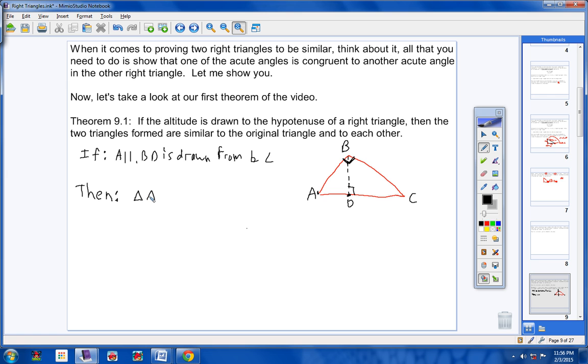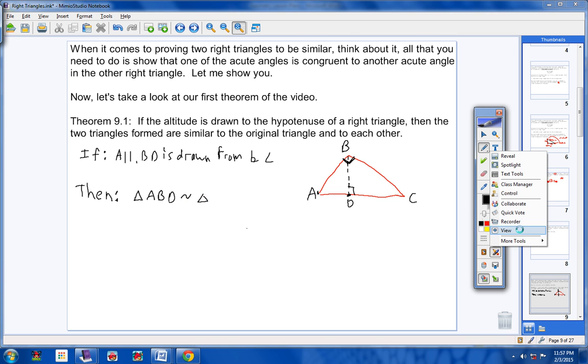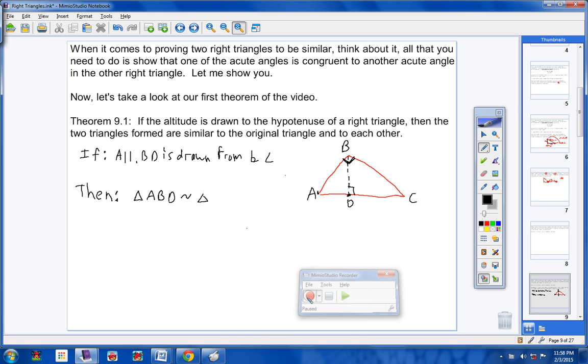Triangle A, B, D, okay, is similar to, now watch carefully. Triangle. Well, you know what? Before I write this down, let me show you. So I want to highlight this for you. Don't lose sight here. Triangle ABD is this triangle here. Do you see that okay? Alright. Now the next triangle I'm going to write down is this triangle right here.